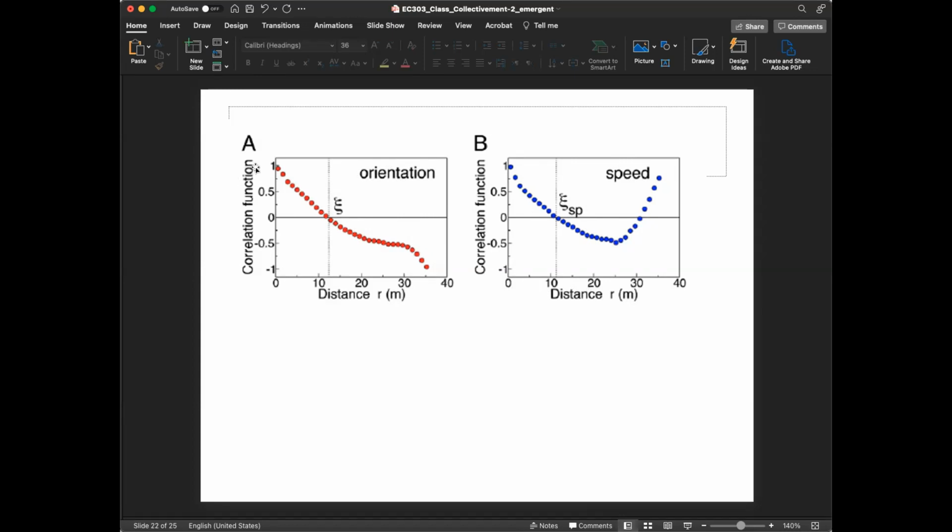For example, what you are seeing here is for one single flock, where the correlation persists up to around 12 meters in orientation, and again around 12 meters in speed. Is this clear to everyone? This is for one flock that they have measured.